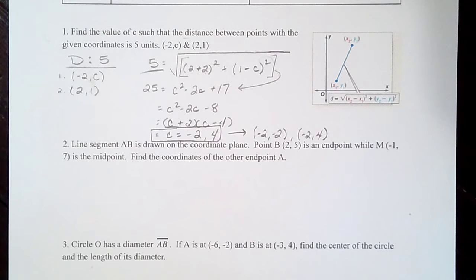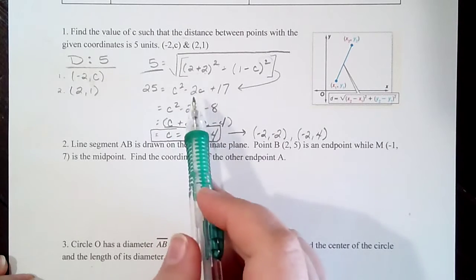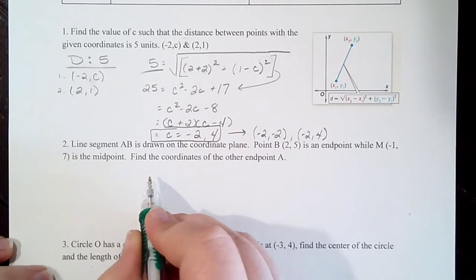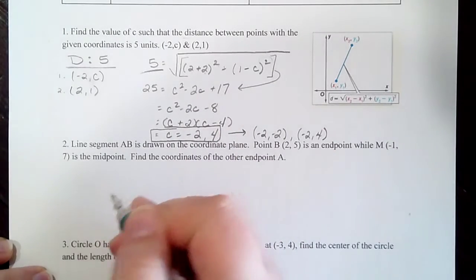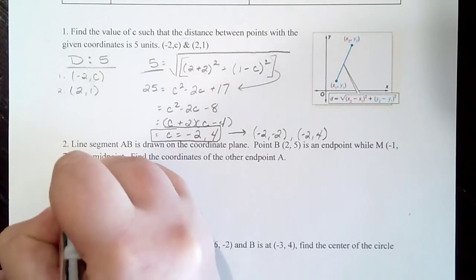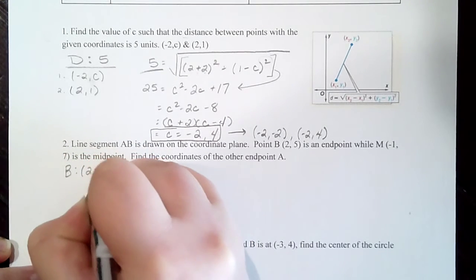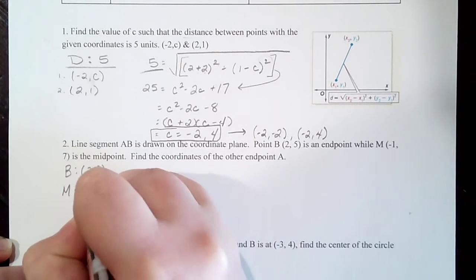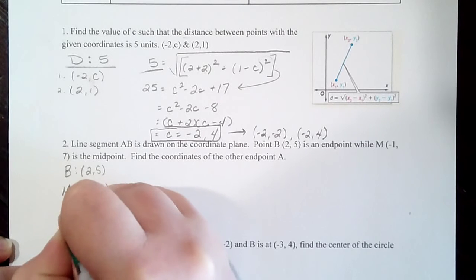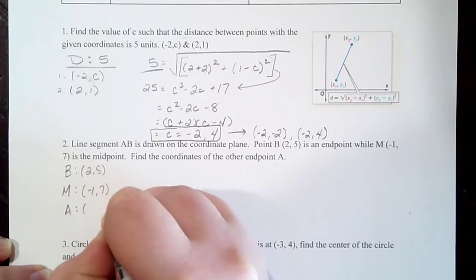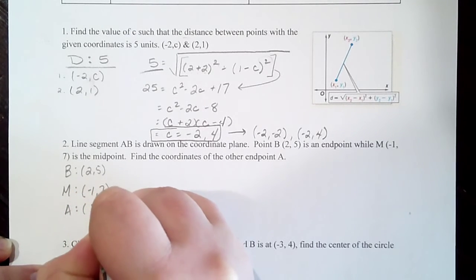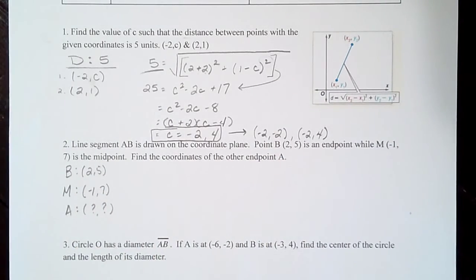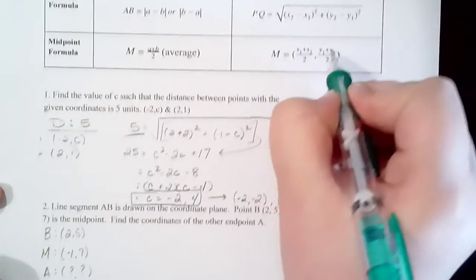Find the coordinates of the other endpoint A. Now this one's a little harder because while we could just plug and chug up here, this one actually has 2 pieces to it. So I'm going to write all of these down. Point B is at 2, 5. My midpoint is at -1, 7, and I don't know what this point is. I don't know x1, y1. And when I put everything into my formula, it's going to look a little weird.